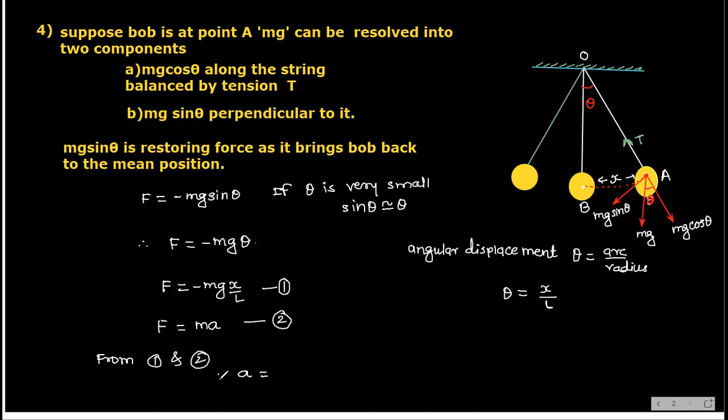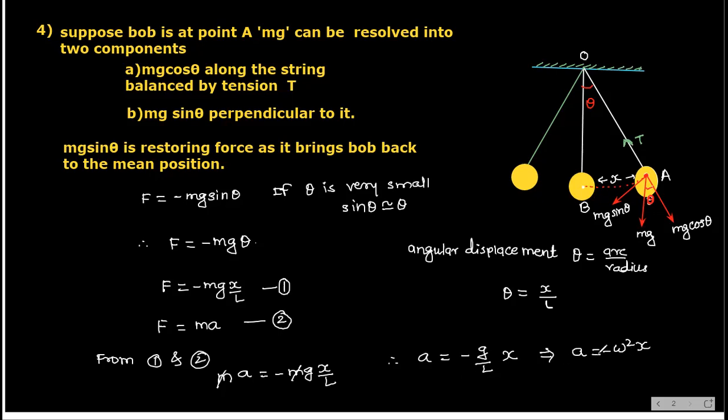Or just equate this if you want one more step. Ma is equal to minus mg x by L. This m and this m cancel, and therefore you get A is equal to minus g by L into x, and that implies A is equal to minus omega square x.